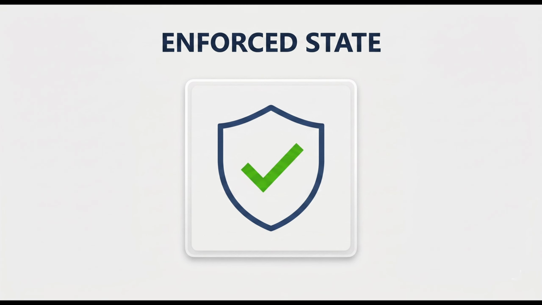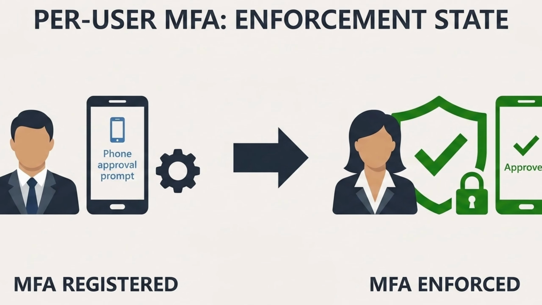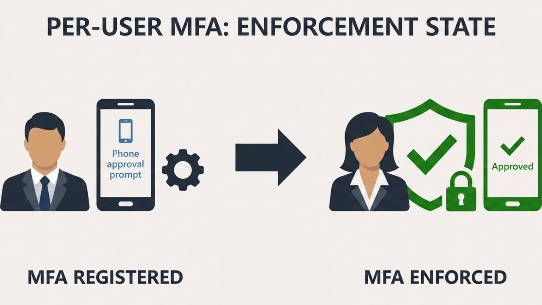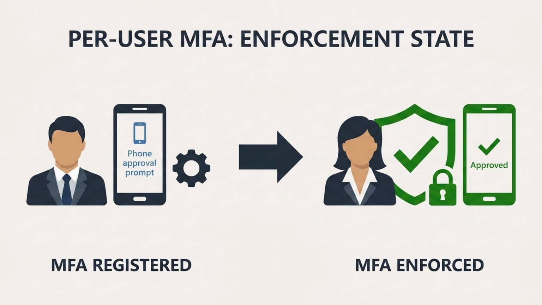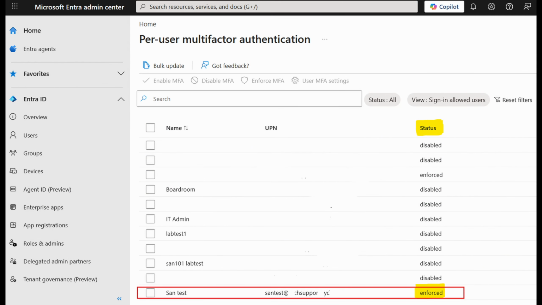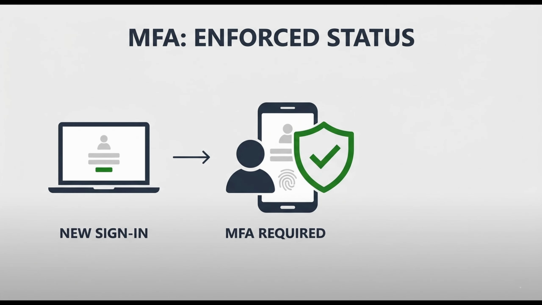Now the third state is enforced. After the user completes registration and successfully uses MFA, Microsoft says the status usually changes automatically to enforced. This is the point where per-user MFA is really in place for that user. What enforced really means: now MFA is properly active. From this point, on a new sign-in session, the user must complete MFA.